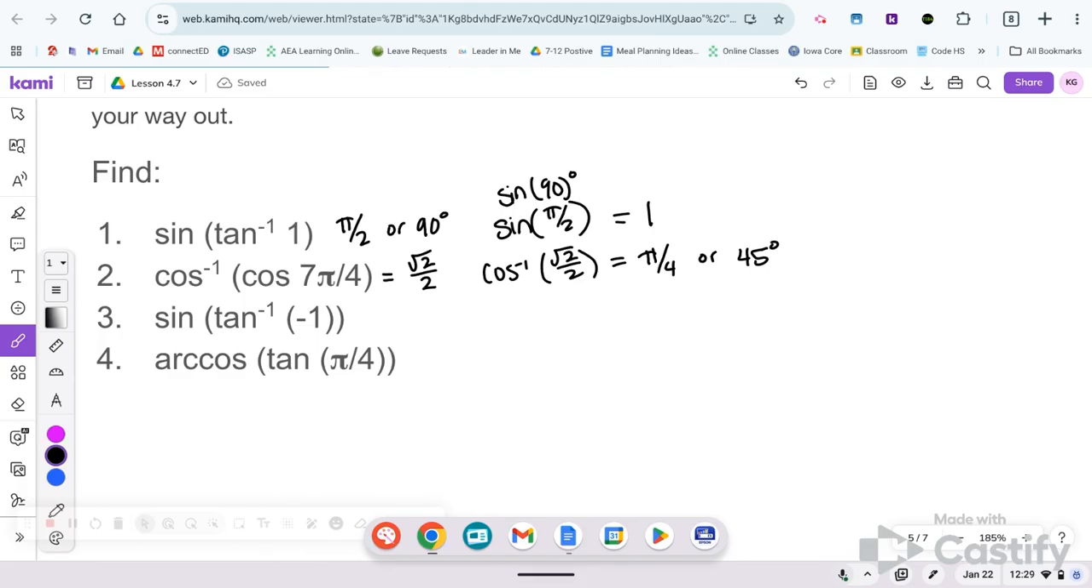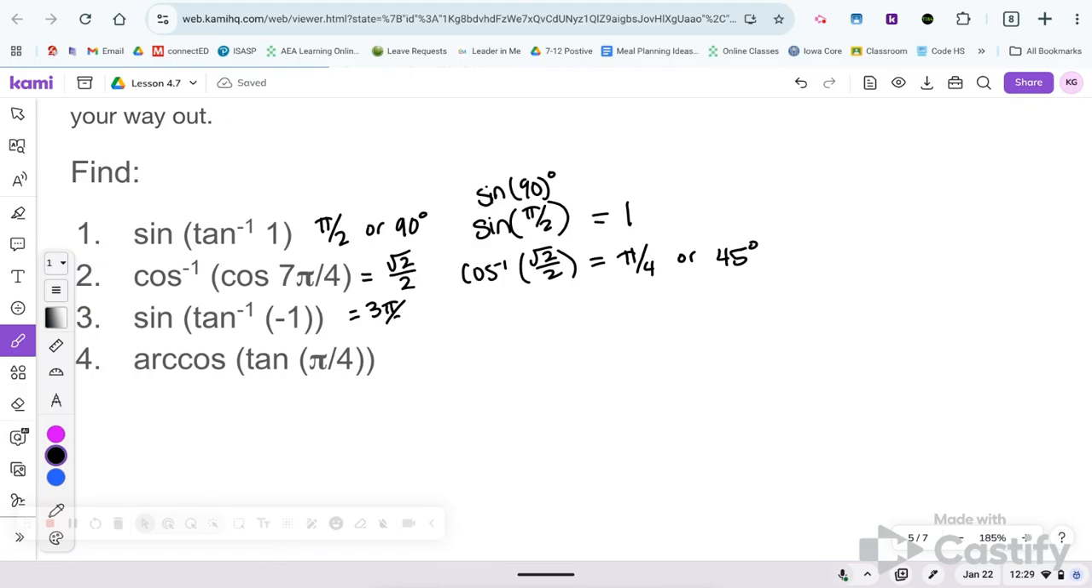Number 3, I'm doing the inverse tangent of -1, which is at 3 pi over 2 or 270. And then I need to do what is the sine of that 3 pi over 2, and it is -1.